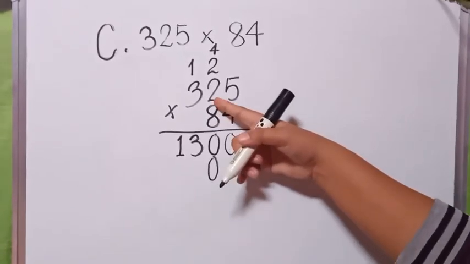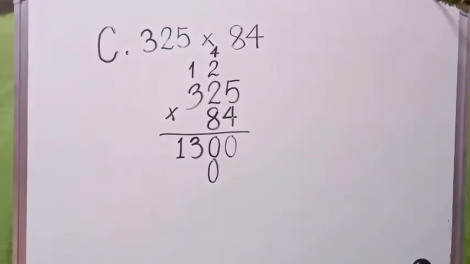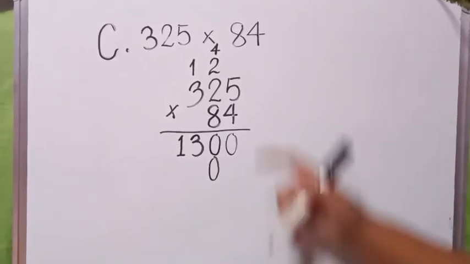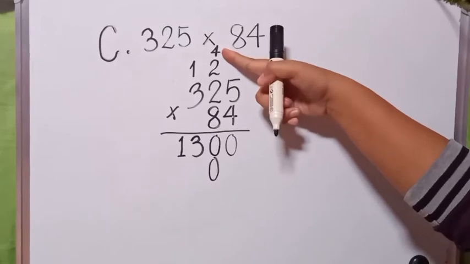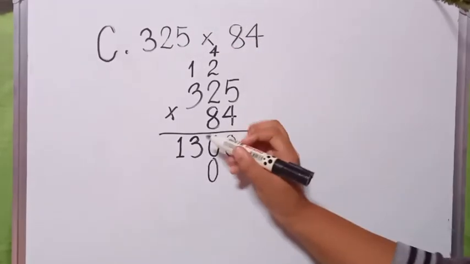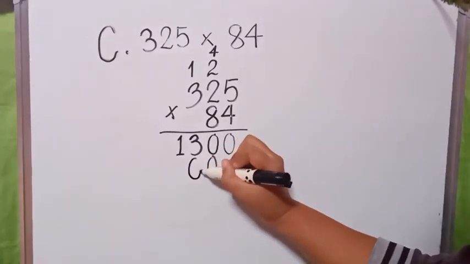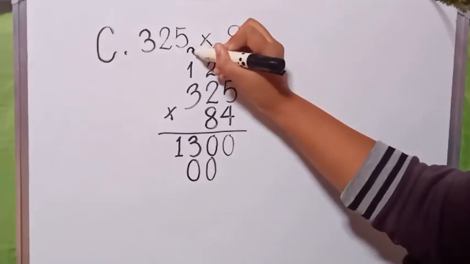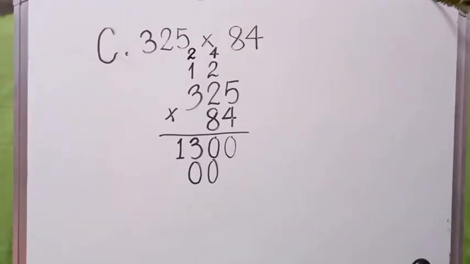So 8 times 2, that would be 16, plus a 4, 20. Okay, so we'll put here below the 0, which is our tens, and carry 2.